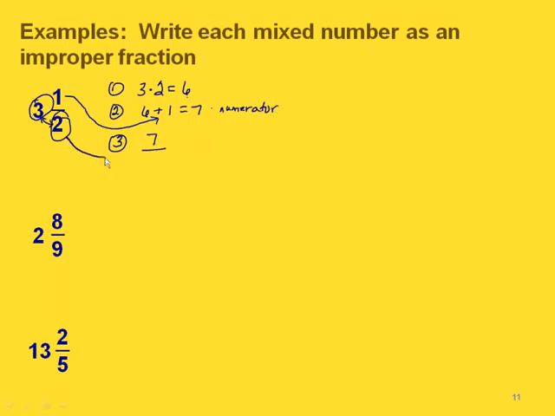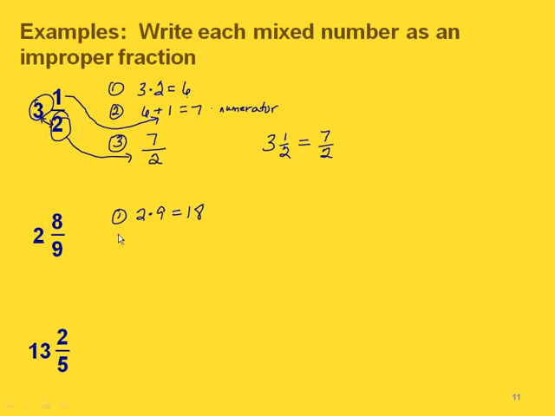And then our denominator is the same as the one we started with over here. So 3 1/2 is the same as 7/2. Okay, for 2 8/9, again, our first step is to multiply the 2 and the 9.